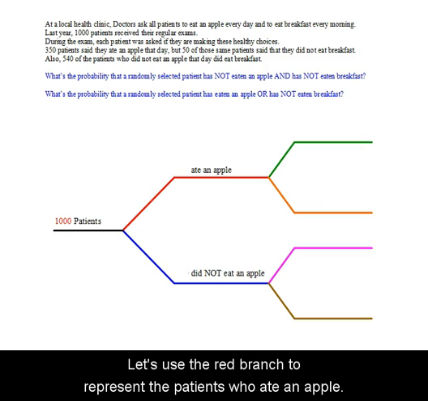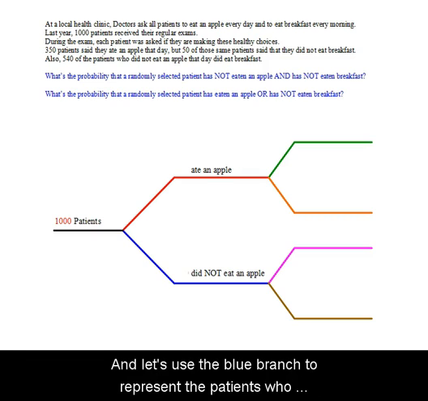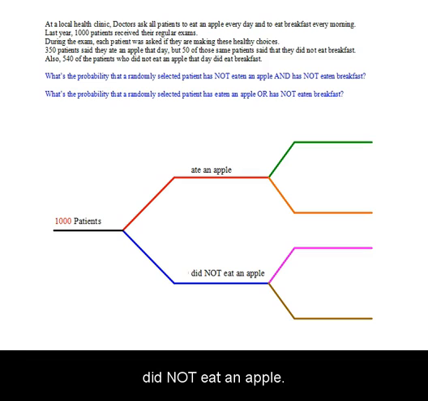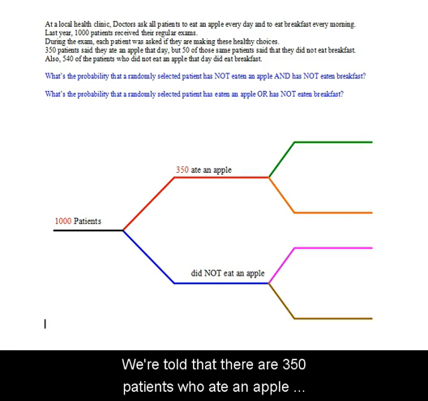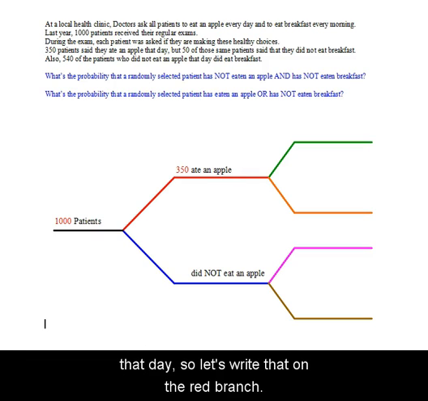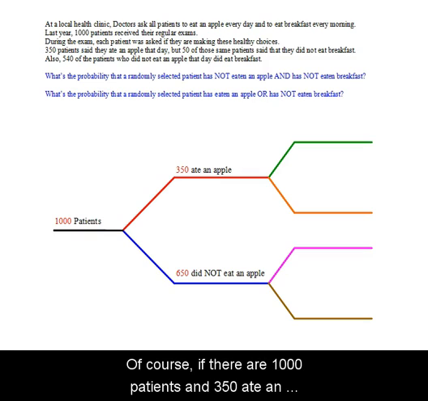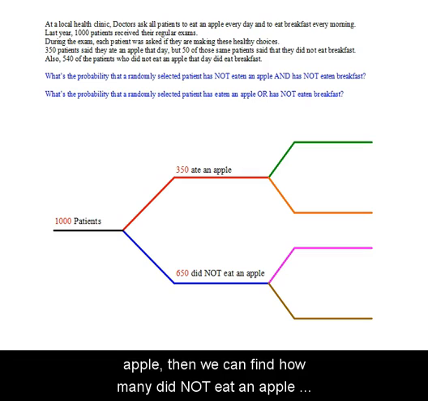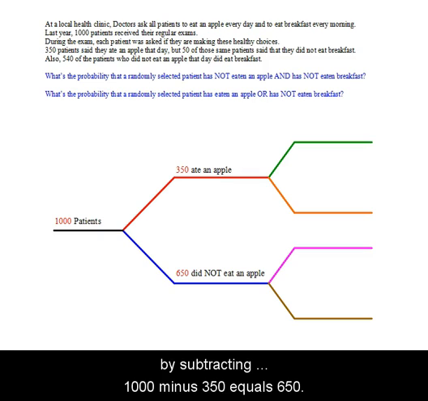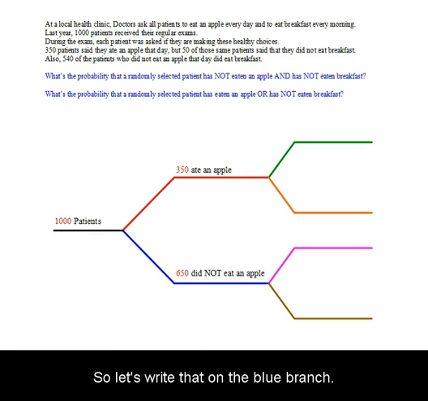Let's use the red branch to represent the patients who ate an apple, and let's use the blue branch to represent the patients who did not eat an apple. We're told that there are 350 patients who ate an apple that day, so let's write that on the red branch. Of course, if there are 1,000 patients and 350 ate an apple, then we can find how many did not eat an apple by subtracting. 1,000 minus 350 equals 650. So let's write that on the blue branch.